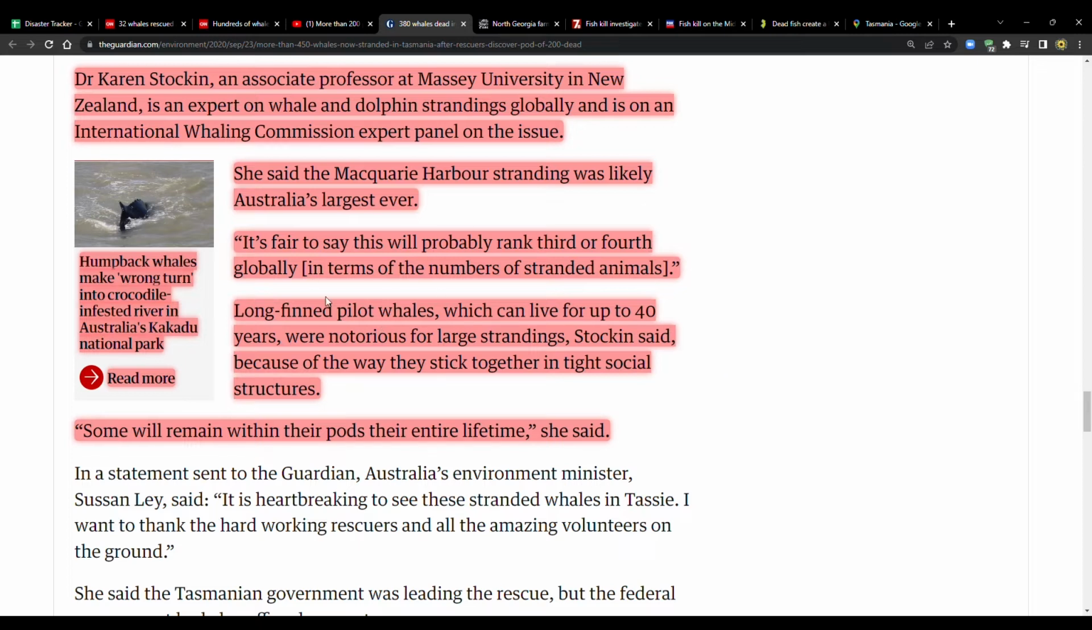So this was within the top five, most likely. I'll have to see if I can narrow that down and see what the outcome was, or if I can find a list of the top strandings.